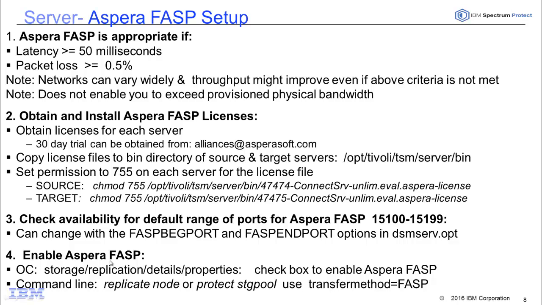Then finally, in order for Spectrum Protect to utilize Aspera, you will need to either go into the Operations Center and define a new server pair and check Enable Aspera FASP, or you'll need to update an existing server pair to enable Aspera FASP. If you're using command line or scripts or a scheduled replication or Protect Storage Pool, you'll want to update the Replicate Node or Protect Storage Pool commands to utilize transfer method equals FASP.